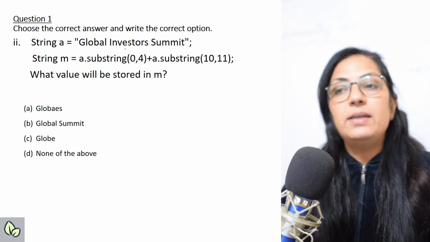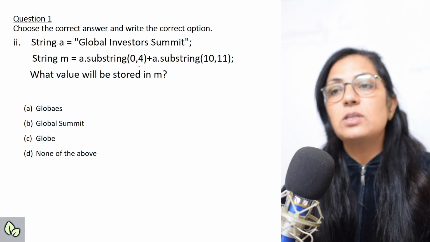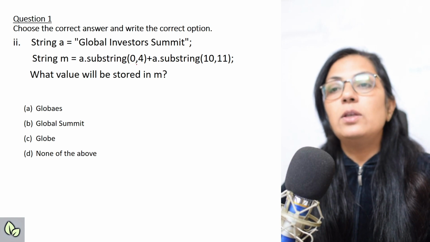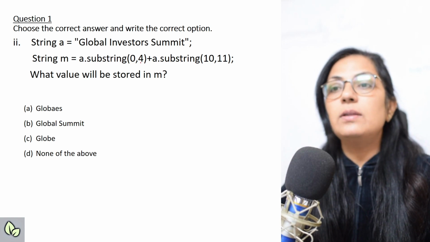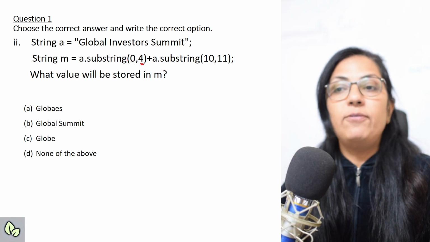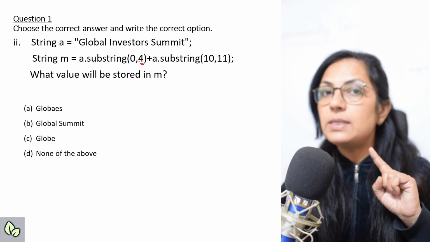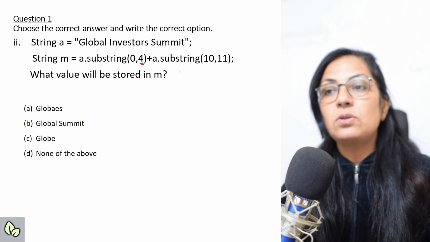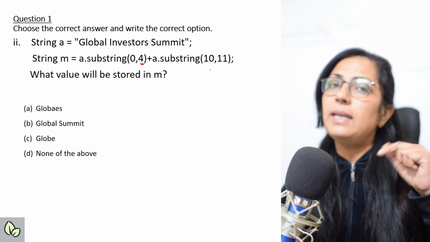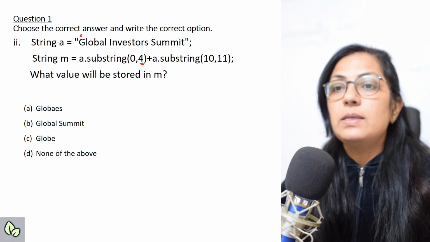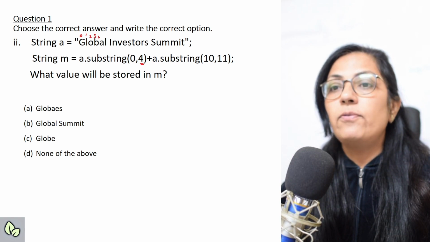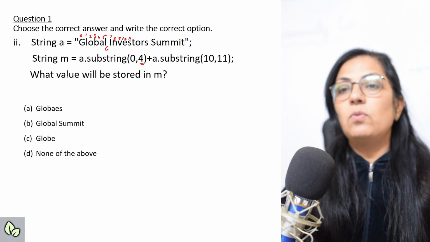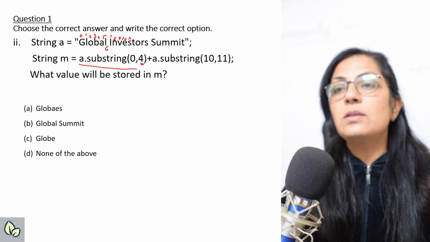String a equals to global investor summit. String m equals to a dot substring 0, 4 and substring 10, 11. Children, here whenever we are giving two arguments with the substring function, the second one is excluded. If it is 0, 4, that means 0 से लेकर 3 तक के ही कैरेक्टर्स एक्सट्रैक्ट होंगे, राइट? सो इसमें 0 से 3 होगा और ये 10, 11 है, इसका मतलब 10 से लेकर 10 तक. सो लेट अस फर्स्ट चेक इसके इंडेक्स नंबर 0, 1, 2, 3, 4, 5, 6, 7, 8, 9, 10, 11. Rest we don't want.